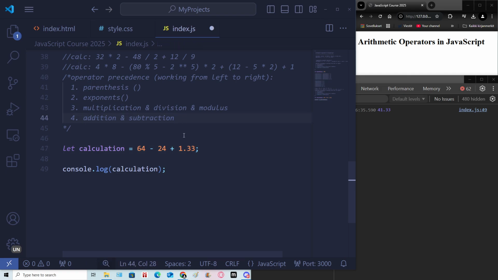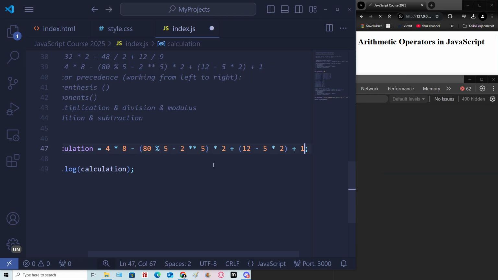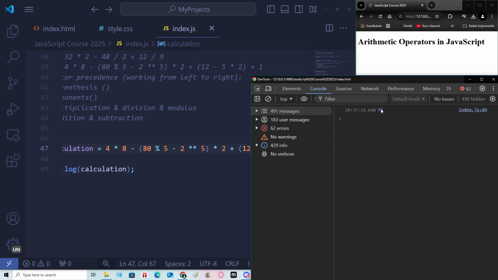Now they are equal, and we will do this subtraction first. So 64 minus 24 is going to be 40, and 40 plus 1.33 is gonna be 41.33. So that's how we get our first answer. Okay, let's take the second calculation. So JavaScript already gave us the answer. It's gonna be 99. Let's see how we get there.